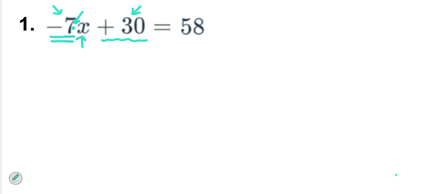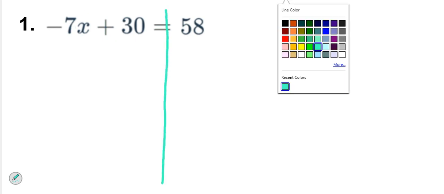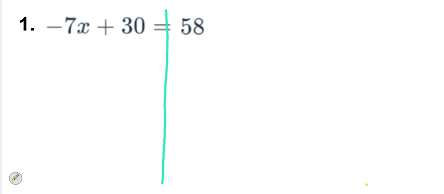But uh-oh, we're in an equation, and if we subtract 30 from one side, now we don't have two equal sides. Whatever we do to one side, we better do to the other side, right? Think about a two-sided scale, maybe in your kitchen. Whatever we do to one side of the scale, we've got to do to the other side so it stays even. So let's see, the 30's gone.